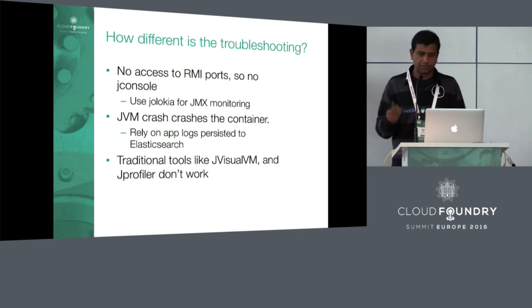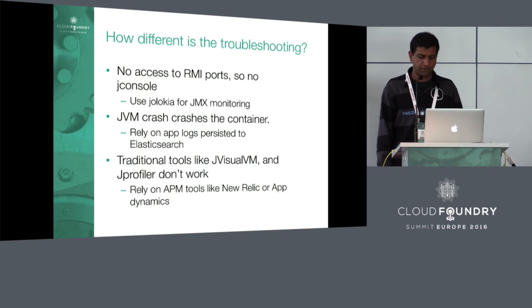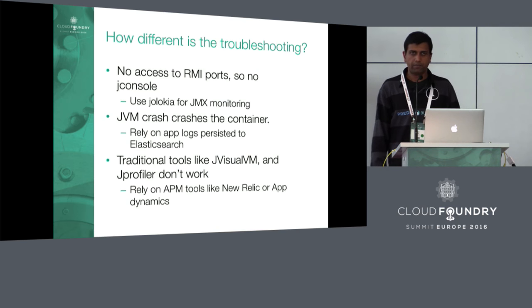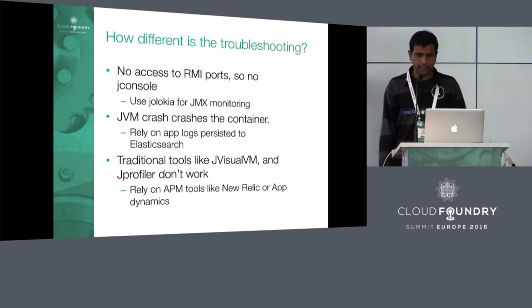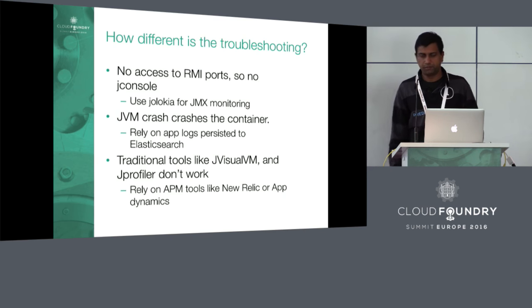Again, traditional tools like JVisualVM or JProfiler don't work on Cloud Foundry, and we have to rely on APM tools like New Relic or AppDynamics to monitor your application during performance test runs, or even in production. We have to use these tools in production as well to give you a good insight on what's happening with your application, how the resources are being used. There are ways around it, and it is not easy, but it really works. Over the past couple of years, we've figured out how to make our life easier with these tools.